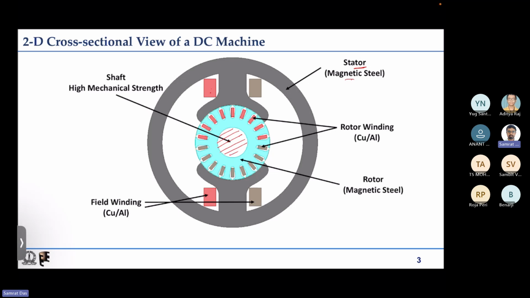So shaft is generally not made up of magnetic material because shaft needs to transfer the mechanical energy. So the mechanical strength of that material has to be good. It need not be a magnetically highly permeable material, but its mechanical strength has to be very very high. So that is a different material for the shaft, which is generally at the center. So yeah, I have indicated all the different portions.